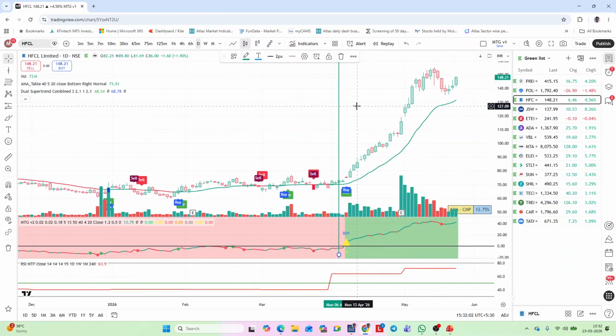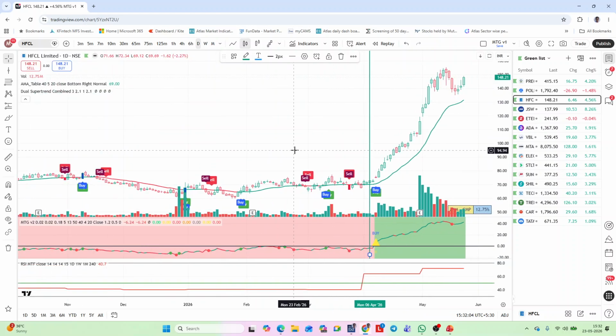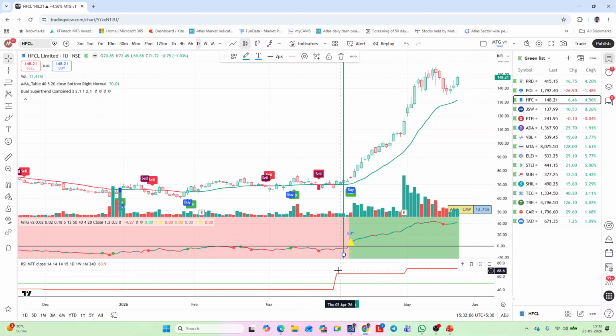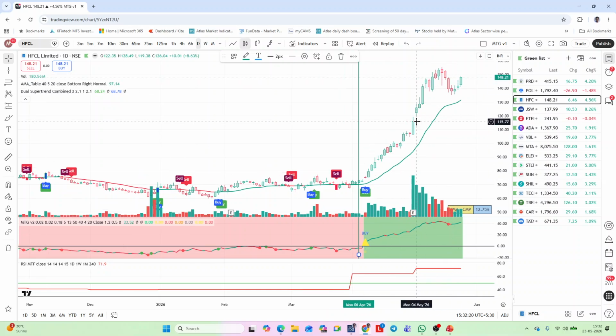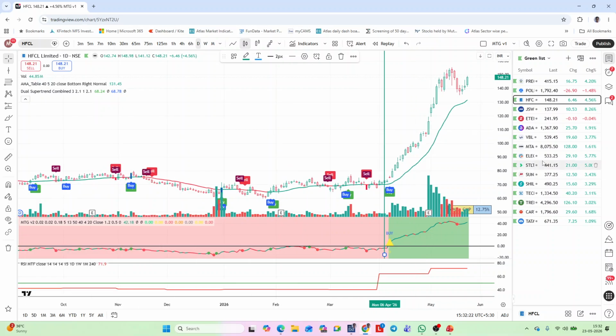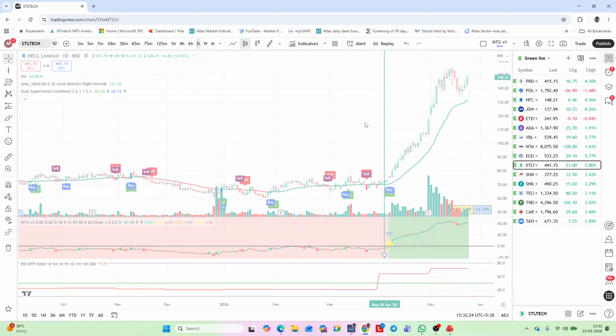Same if I want to see on daily. So exactly same thing. Here you see this RSI became positive and here on this day, on 8th of April, Super Trend 1, Super Trend 2 both give me a buy signal and then you can see what is happening here in this particular trade. Yeah, so same thing, I will share the STL also.